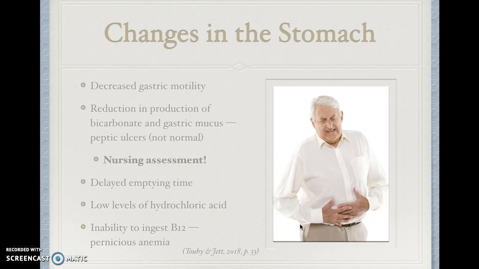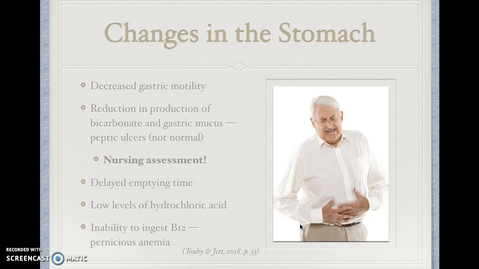And now onto the stomach. We see a decrease in gastric motility, which causes the food to sit in the stomach longer. This causes the older adult to feel full longer and also reduces their appetite. We see lower levels of bicarbonate and gastric mucus.